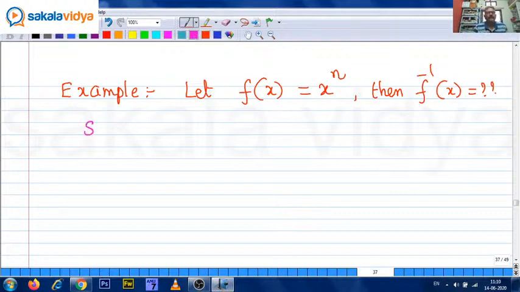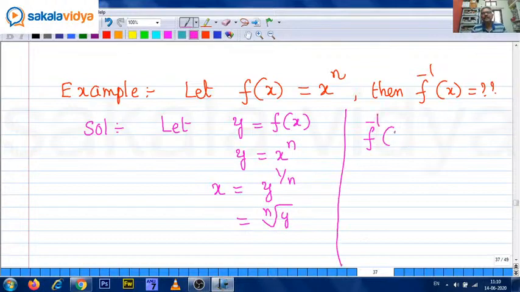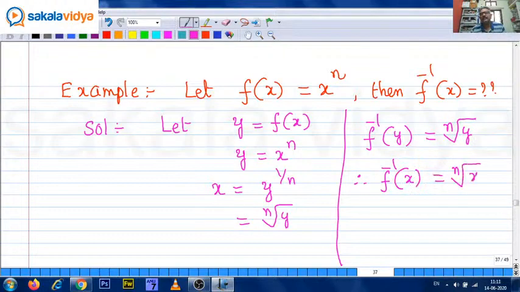So now the solution. Let us say y is equal to f of x. Actually, generally we say like this. So y becomes x to the power of n, then x equals y raised to 1 by n. So this we can write as nth root of y. This x equals f inverse y, nth root of y. Since y is a dummy, the inverse function is defined as f inverse x is equal to nth root of x.